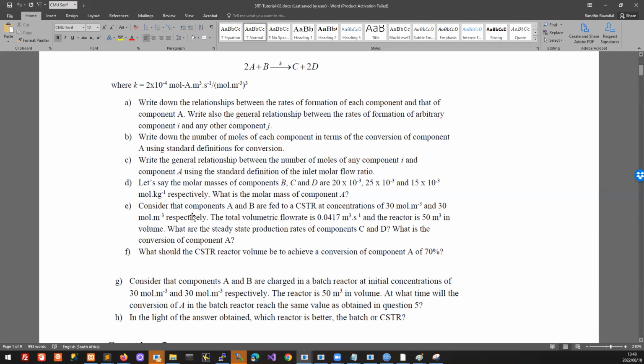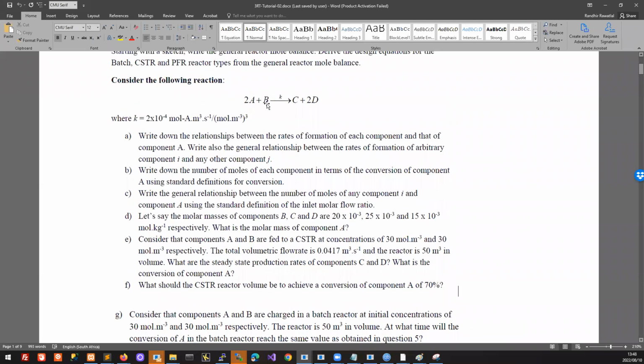Now we are told that we are feeding to a CSTR in these amounts, right? 30 moles per cubic meter for each one. So in terms of concentration, we can see also it's not in stoichiometric ratio, but that's fine. That is what we were given. So we have to work with that. And then we are given the volumetric flow rate. We are given the volume of the reactor. And we want to know what are the production rates.